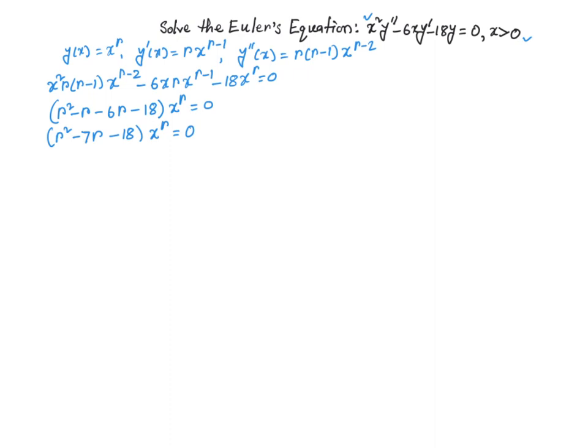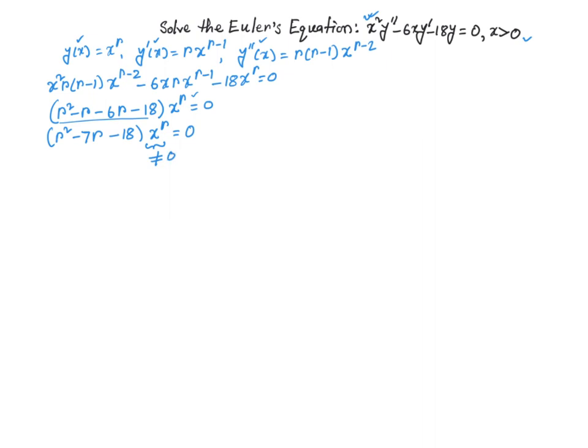Now here I did a little bit of algebra. I just plugged this y prime and y double prime into this equation, and I got this, and then I factored out x to the power r. That gives me this, and if I simplify it, I get r squared minus 7r minus 18 times x to the power r is equal to 0. However, this x to the power r is exponential, and that's not equal to 0.